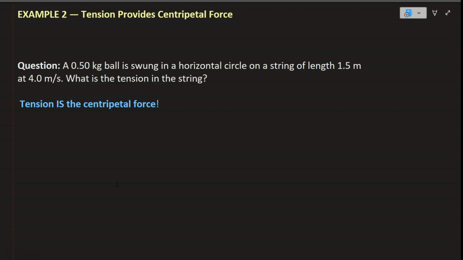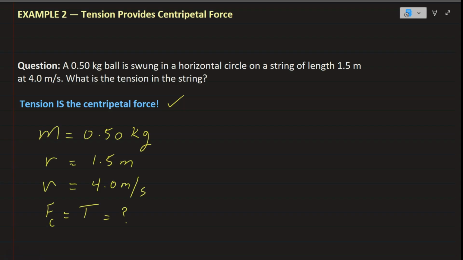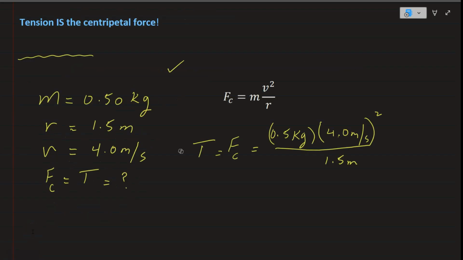What is the tension in the string? And this is the part that you have to be aware of: the tension is that centripetal force. That tension is a force as well, right? So let's write out what we do know. We're going to use the same formula and then plug numbers in. The only inward force coming in is the tension, which is the centripetal force.